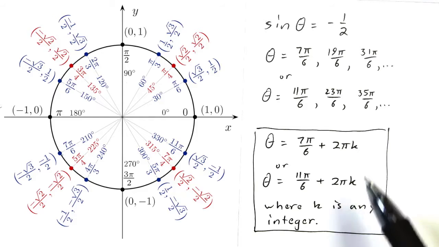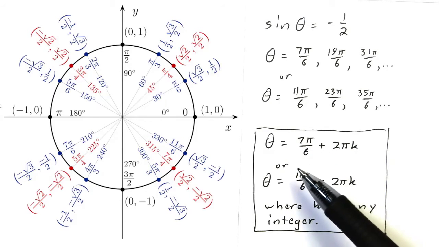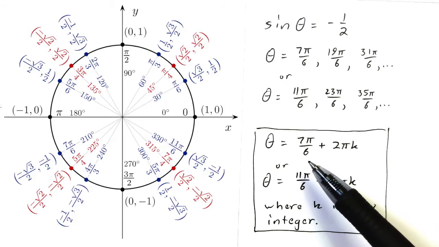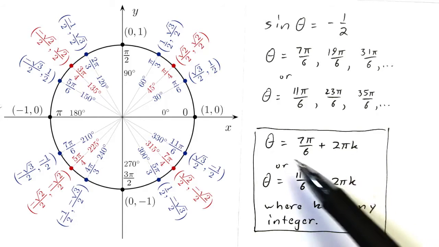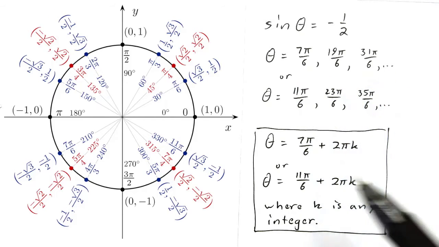Now, I'll also point out that these starting points that we chose, 7 pi over 6 and 11 pi over 6, it's not necessary that we chose these particular values. We could have chosen any value. All right, so there's more than one way to write these down.